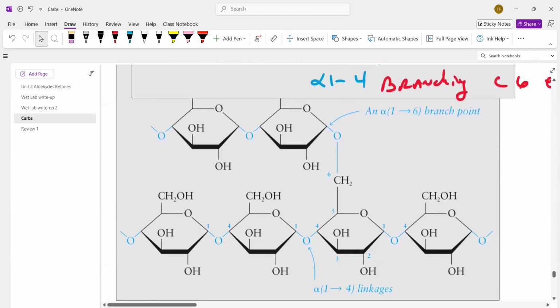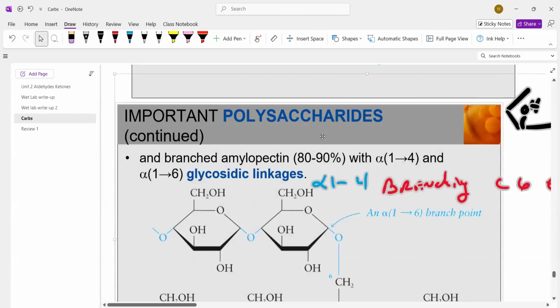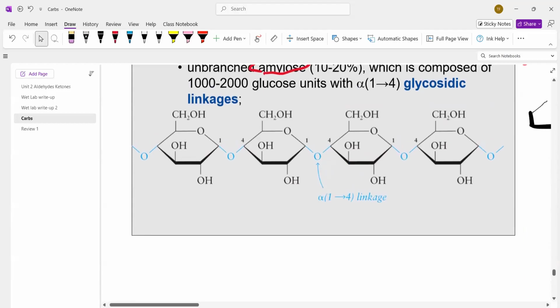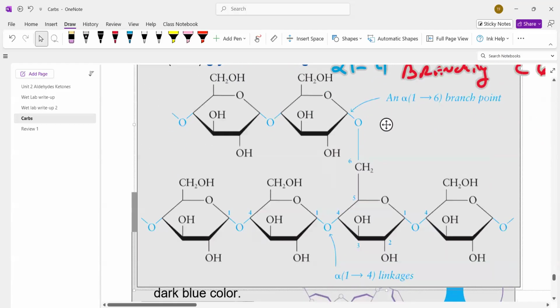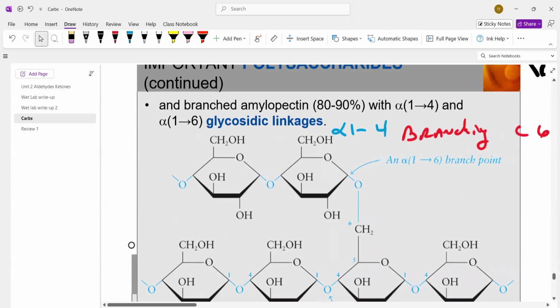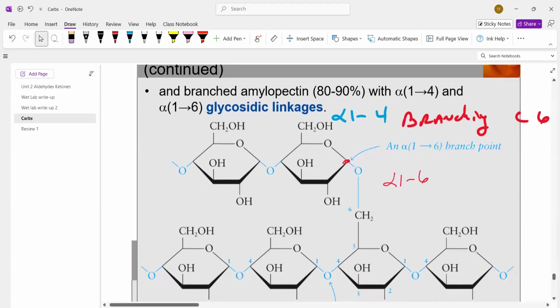Sometimes there is a branch on carbon number 6. So we have unbranched, branched. So we're going from anomeric carbon number 1 to carbon number 6. It's going down, so it's alpha, hooking up with carbon number 6. Amylose, amylopectin.